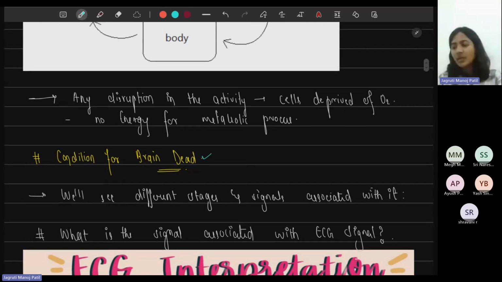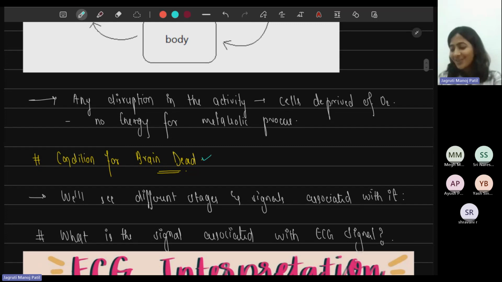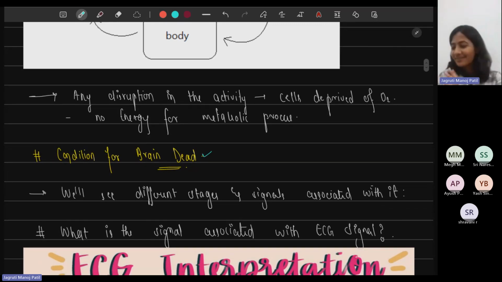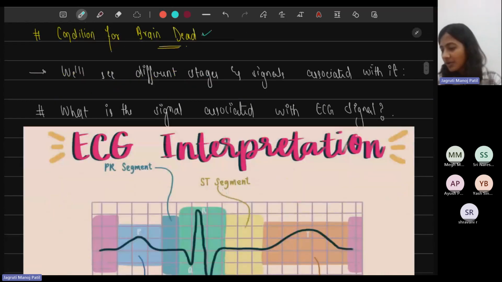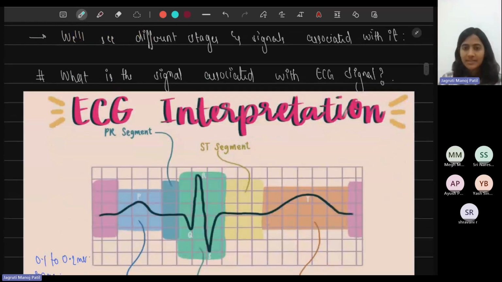But first we'll see what is the signal that is associated. I wrote it wrong. Okay, so what is the signal that's associated with the cardiovascular process? That was the ECG signal. You all might remember from the first class that it's like this, the PQRST segment. We'll do a quick review: what is the P wave for, what is the QRS complex for, and what is the T wave for.